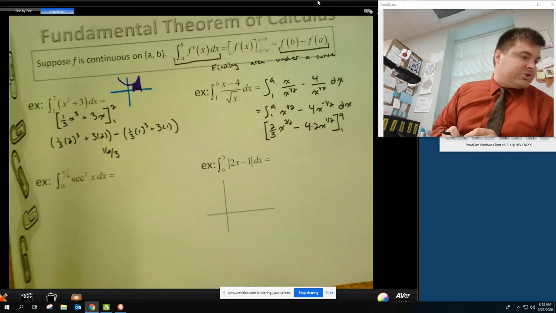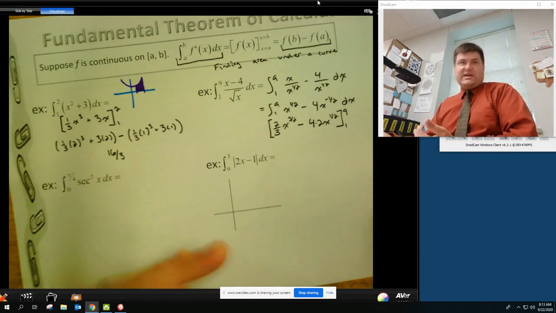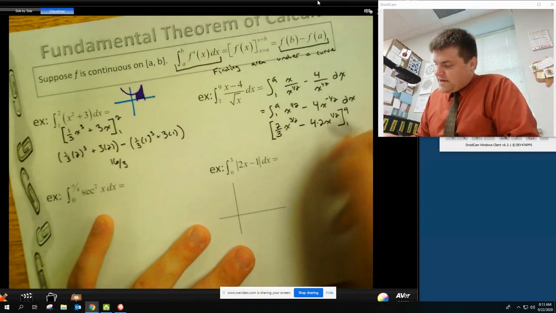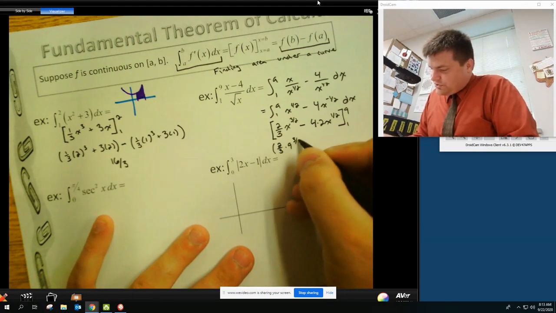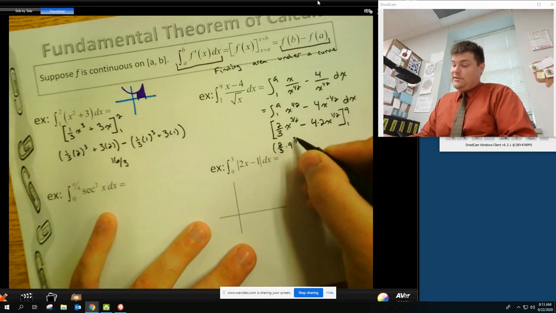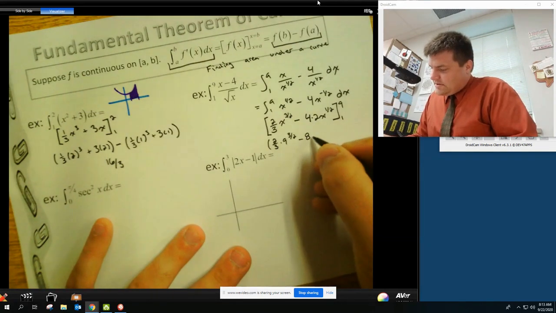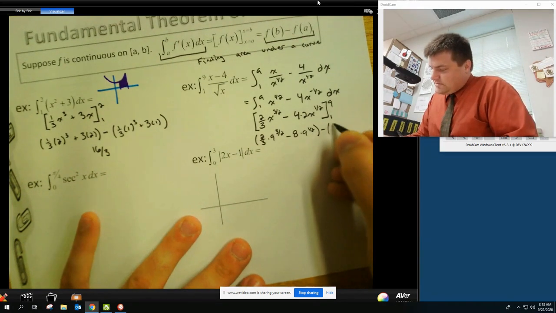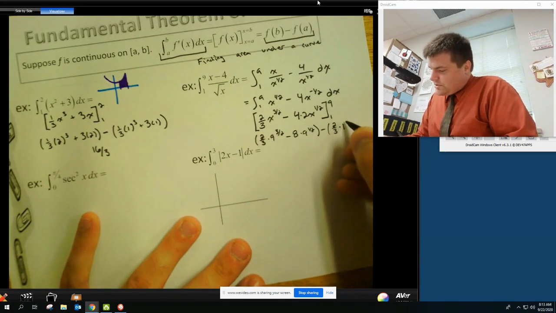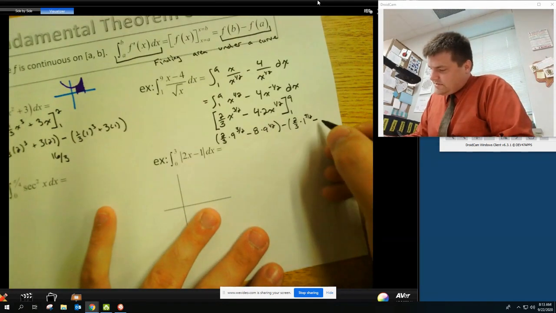I just want to double check some of my work here. Because again, I don't want to waste your time with the arithmetic. So if we plug in a 9, we're going to get 2/3 times 9 to the 3/2, which you do need to know is actually the square root of 9 to the 3rd power, minus 8 times 9 to the 1/2, which is the square root of 9, minus 2/3 times 1 to the 3/2. Well, 1 to any power is going to be 1, minus 8 times 1 to the 1/2.